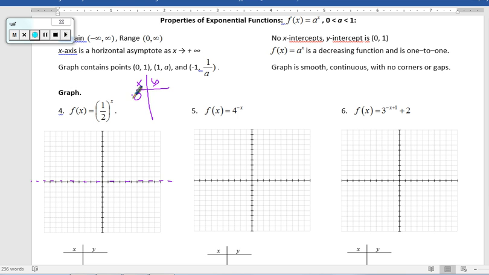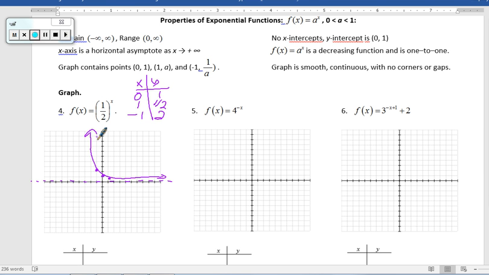If I let x be 0, anything to the 0 power is 1. If I let x be 1, the y value would be 1/2, so we can see that we are decreasing. And just to make sure, I'm going to let x equal negative 1. Remember, a negative exponent is going to flip the base of that power over, so we would get a positive 2. So that's getting me a good look at what this graph should look like.